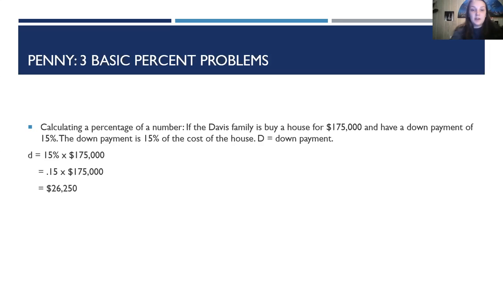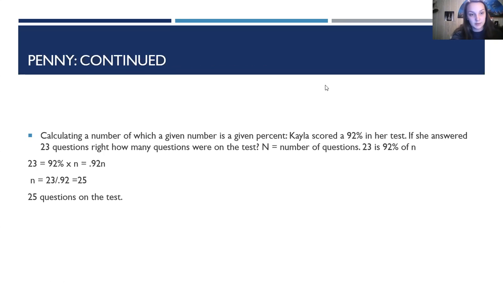Calculating a percentage of a number. If the Davis family is buying a house for $175,000 and has a down payment of 15%, the down payment is 15% of the cost of the house. D equals your down payment. So D equals 15% times $175,000, and then your decimal would be 0.15 times 175,000, which equals $26,250 for your down payment. These are the 3 basic percent problems.